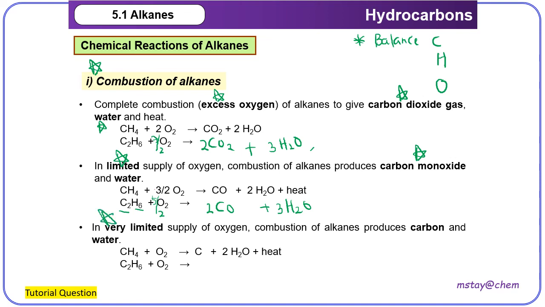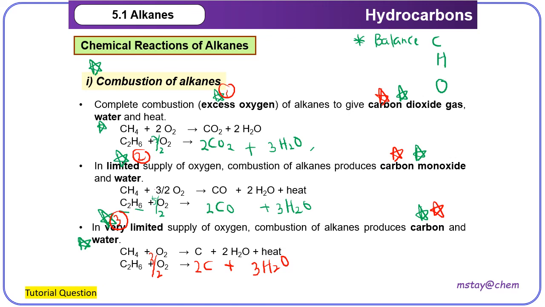At a very limited supply of oxygen, the combustion will only produce carbon and water. So we have 3 conditions: excess oxygen, limited oxygen, and very limited oxygen. The products are carbon dioxide, carbon monoxide, and carbon respectively. So again, this one we will have carbon plus H2O. 2 carbon, 3 H2O. In total we have 3 oxygen, so 3 over 2.